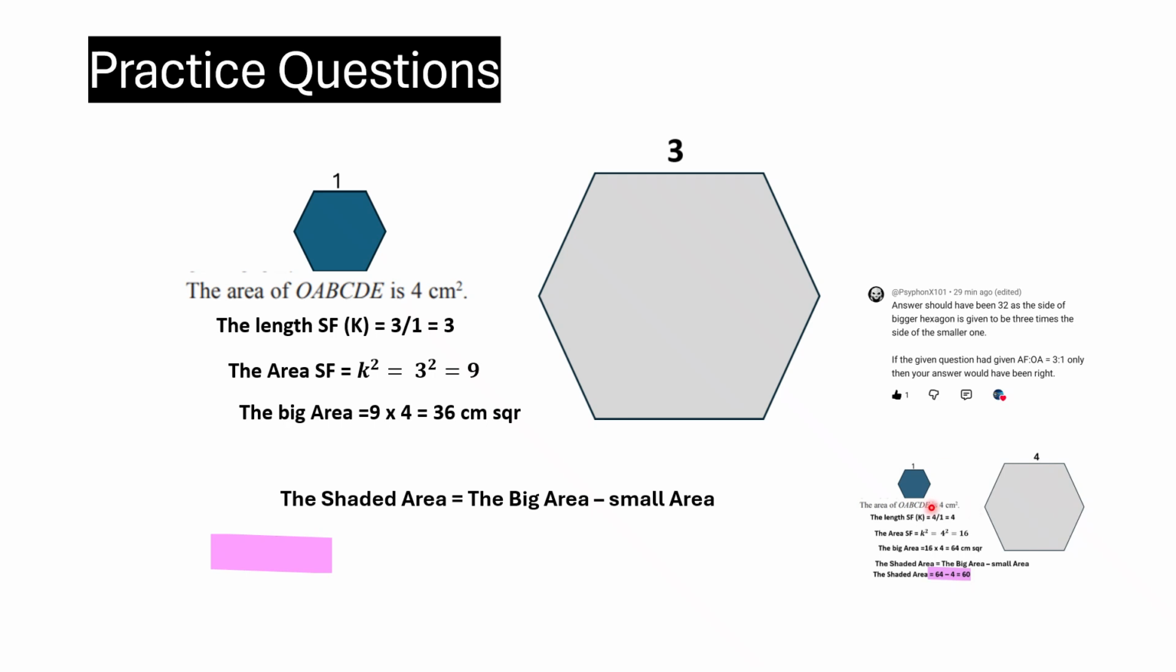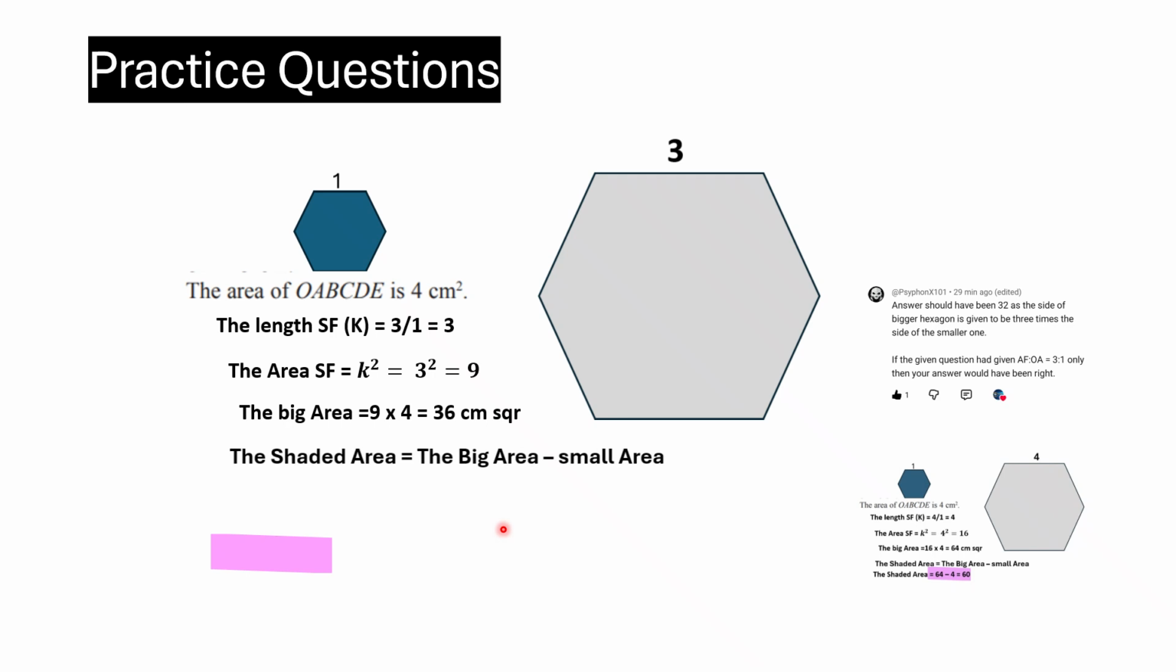And then to find the shaded area, it's just going to be the big area minus the small area. So it's 36 minus 4, which is 32. This is the correct answer. The previous answer was 60.